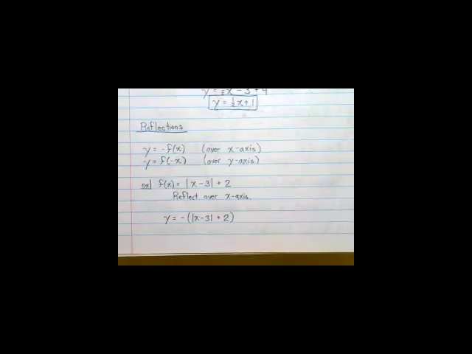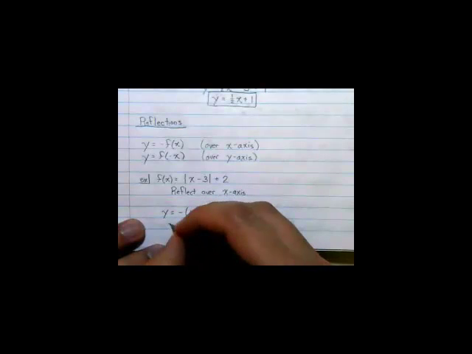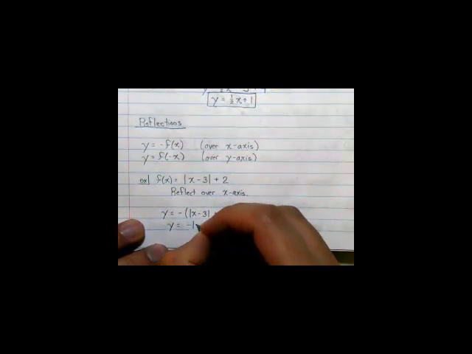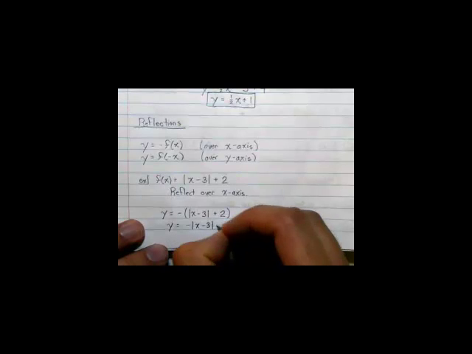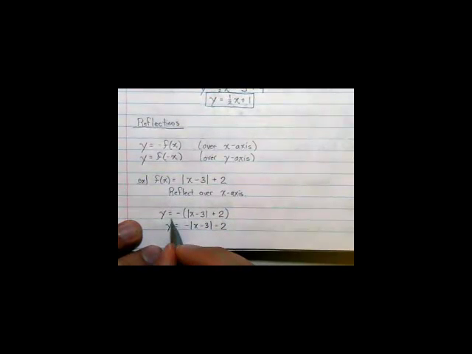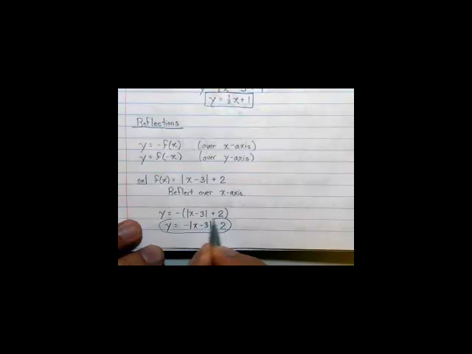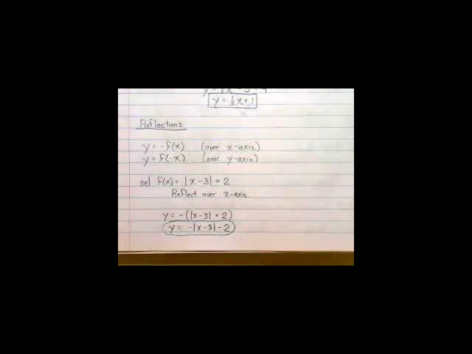Well, what do I have to do with that negative? Distribute it. Right. So it's going to be a little bit different than if you had just stuck the negative in front of the absolute value sign there. So the final answer for this one is that: negative absolute value of x minus 3 minus 2. Okay, so does that make sense why you get the negative showing up in both places there then?